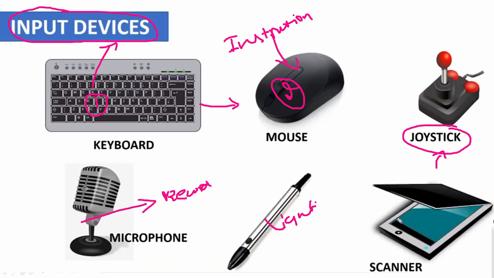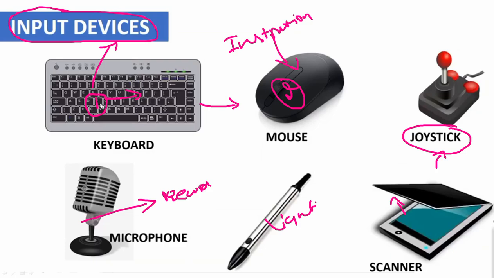Then the scanner is also an input device. By using the scanner, we can make a copy of text or anything, one more copy of that. And the keyboard is one of the input devices. By using the keyboard, we type text, numbers, or whatever we have to enter into the computer. By using the keyboard only we enter it.